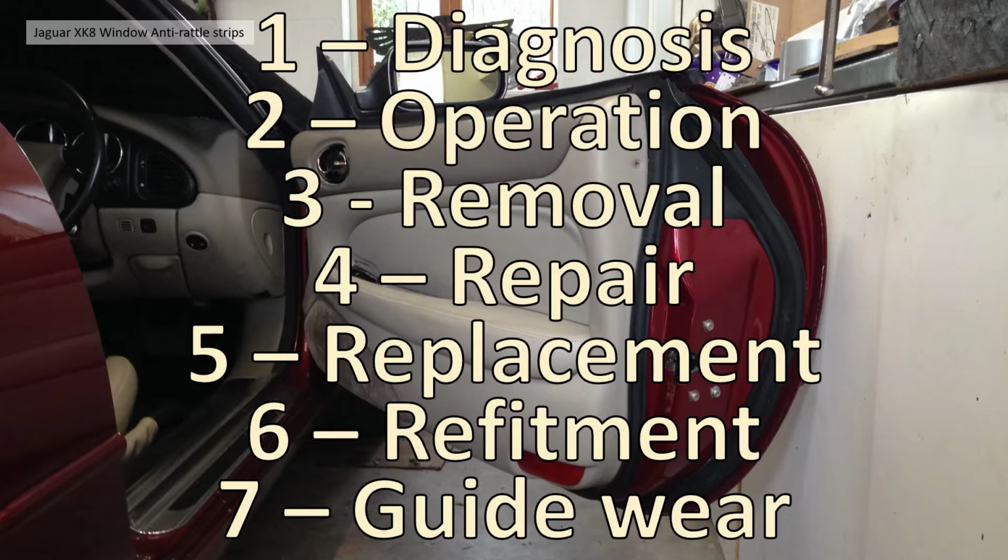I'm going to go through 7 sections in this video: number 1, the diagnosis; number 2, the operation of the anti-rattle strips; number 3, removal of them; number 4, repairing of your existing anti-rattle strips; 5, replacement with new anti-rattle strips; 6, refitment of the strips, which isn't particularly easy; and 7 is the additional issue of window rail guide wear.